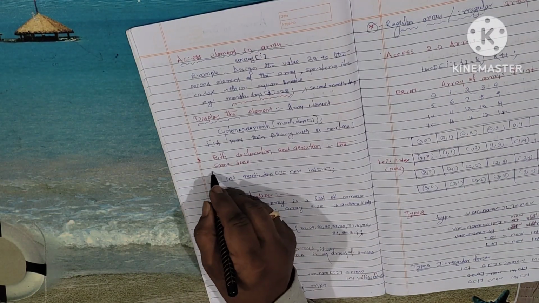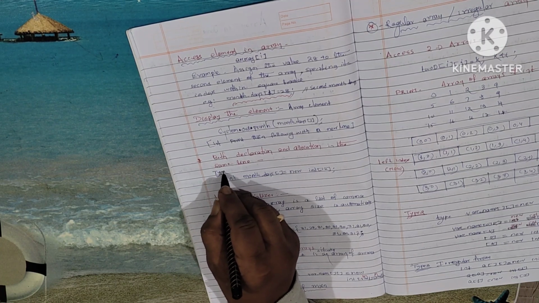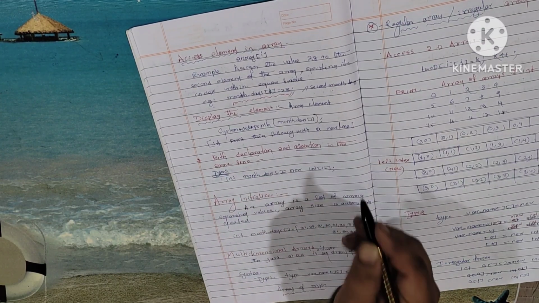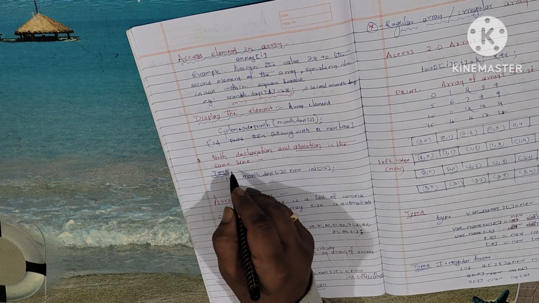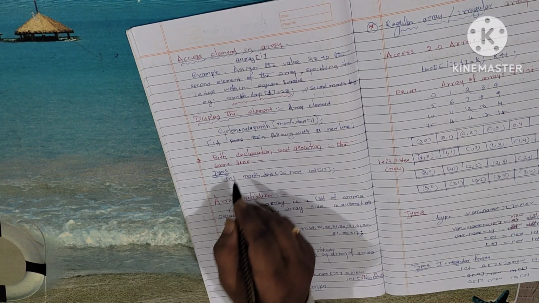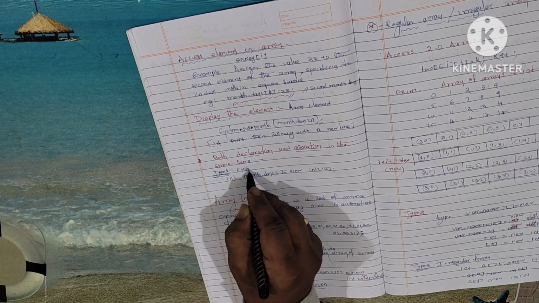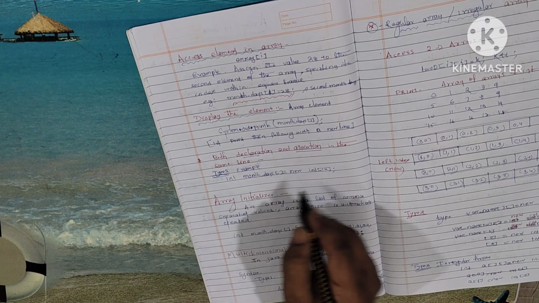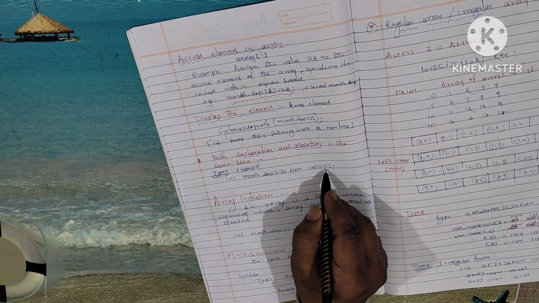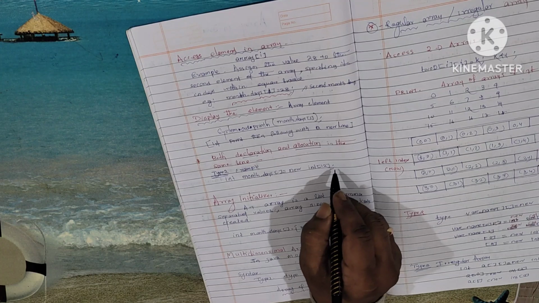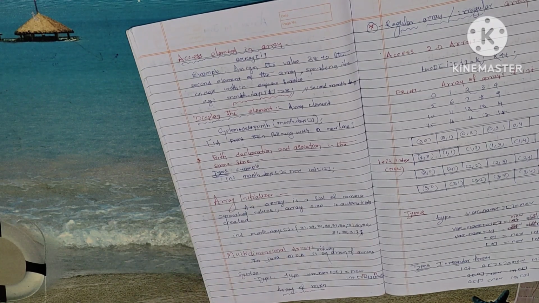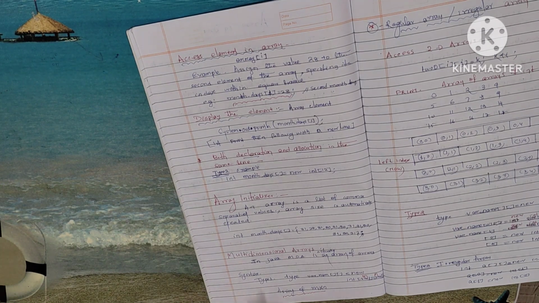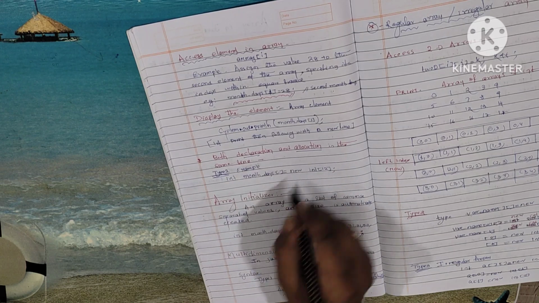Now this is also type 2. Both declaration and allocation can be done in the same line. Here one example we have seen: month days, there are 12 months. We have seen for 12 months how to write the declaration and allocation in the same line.